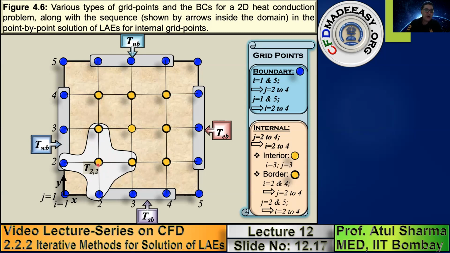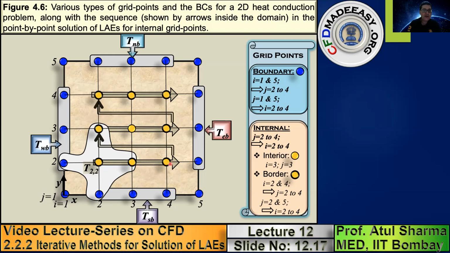So we start with 2, 2. If your outer loop is j from 2 to 4 and inner loop is I from 2 to 4, then the way you scroll through is this. First you calculate 2, 2, then you calculate 3, 2, then you calculate 4, 2, and so on. So this way you move in this direction. For j equals 2, I varies from 2 to 4, because j is your outer loop, and when j changes to 3, then again I varies from 2 to 4. Then j changes to 4.